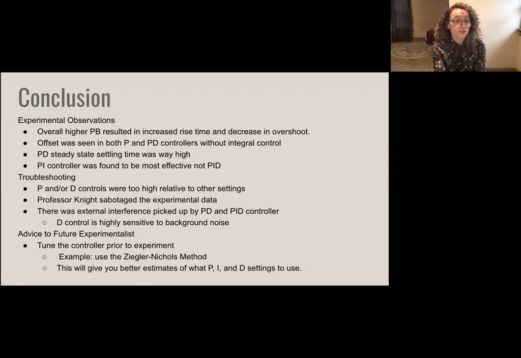So we advise future experimentalists to tune the controller prior to the experiment. Don't be like us and just pick blindly. So an example of a tuning method would be the Ziegler-Nichols method. And this will give you better estimates of the P, I, and D settings to use to test your controllers.